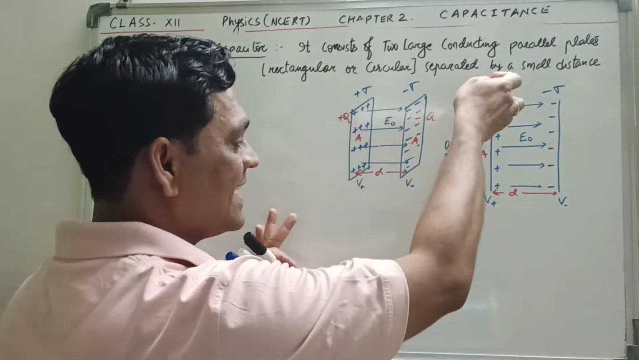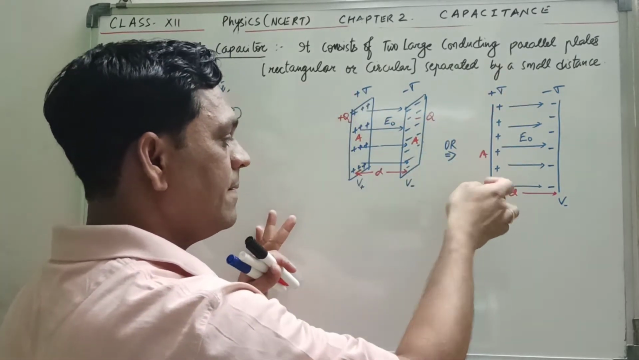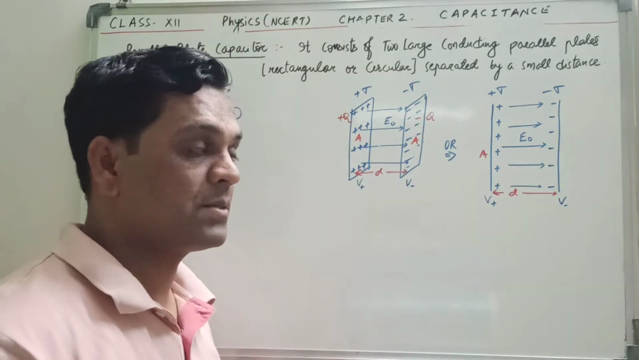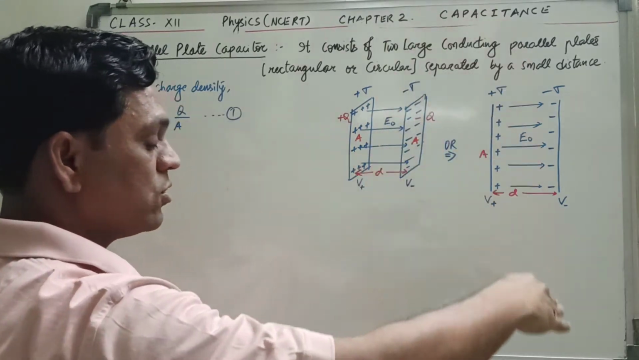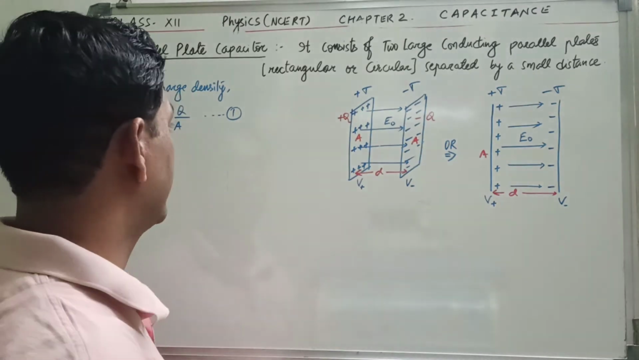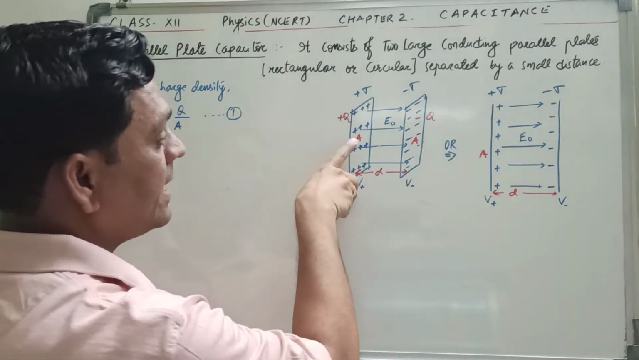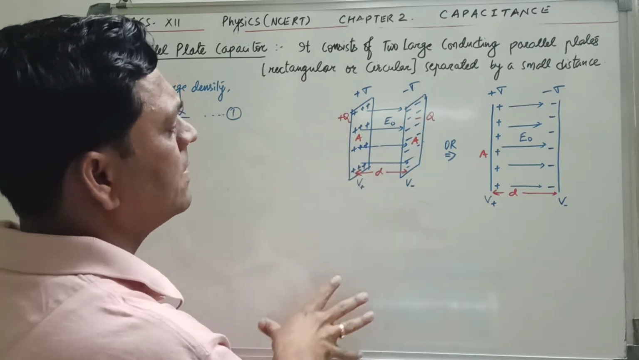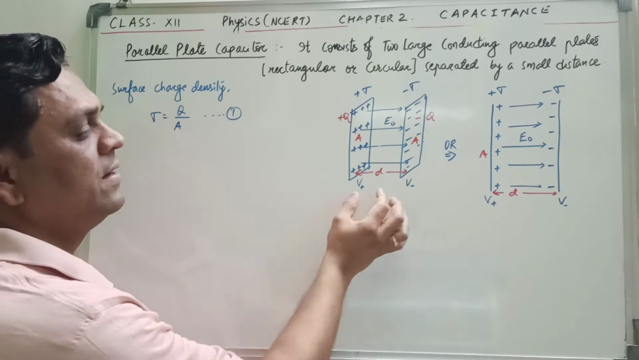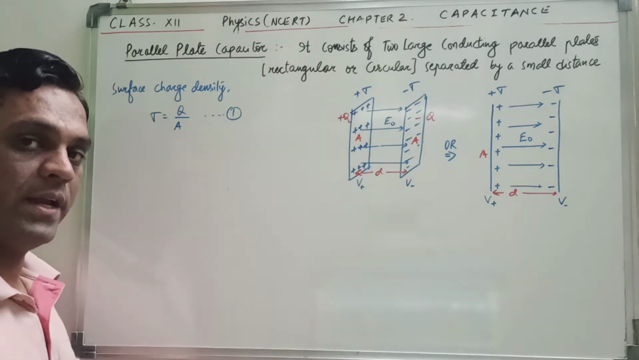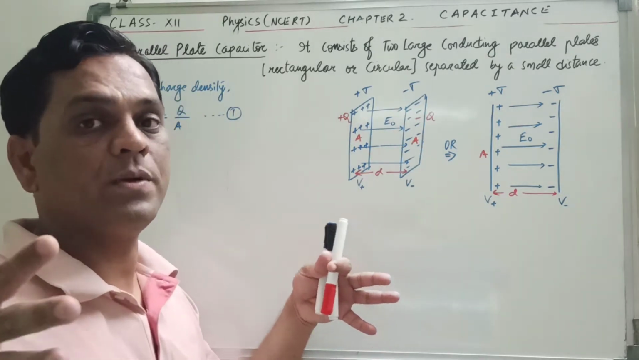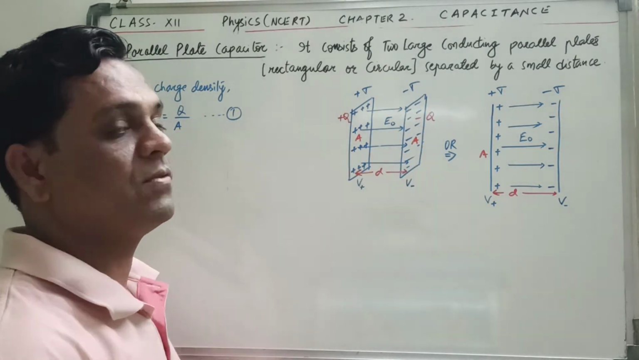Instead of a plate, we can show this by a single line only, and the separation between them is say D. Large conducting plates means the area of cross section of the conductor has to be very large as compared to the separation between them, correct? So we say the area of the conducting plate must be very much greater than the square of the distance between the two plates. If we take a circular plate, then the diameter of the circular plate has to be that large compared to the distance between the two plates.